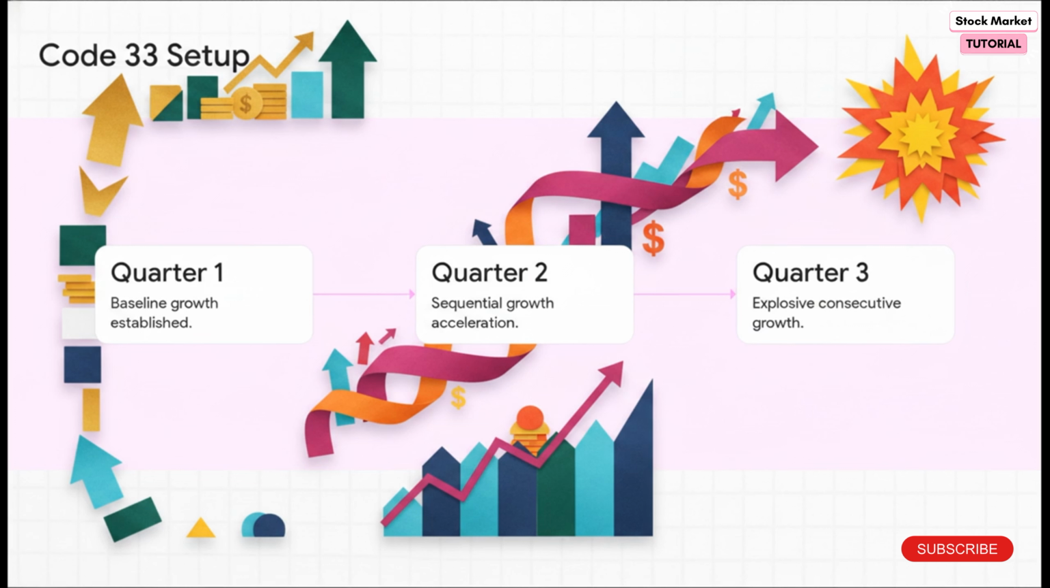This is what happens when a company demonstrates 3 consecutive quarters of sequential growth acceleration. So it's not just growing, the rate of growth is actually speeding up across EPS, sales, and profit margins. When you find a stock with a Code 33 entering a tight technical consolidation in a stage 2 uptrend, well, the probability of a massive multi-100% rally increases exponentially. It's a real game changer.